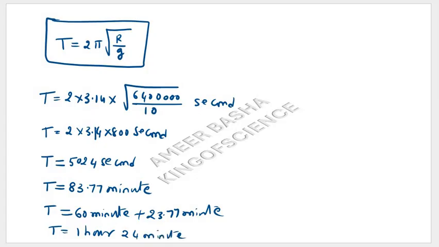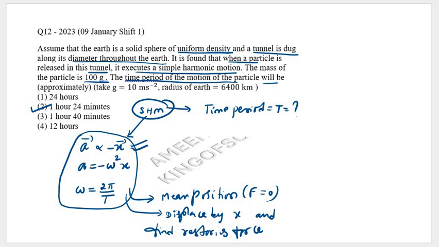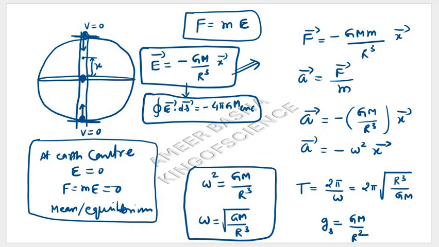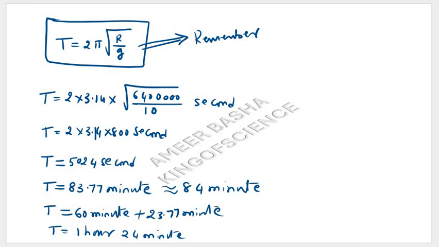As it is a standard question, many students will remember this. Most of the time you will remember this 84 minutes as it is a standard question. So you need to know this entire derivation, but try to remember this type of problem. Finally you need to give the answer. They are not expecting you to do all these things in the exam. As it is a standard question, you need to remember the answer and directly put the answer.